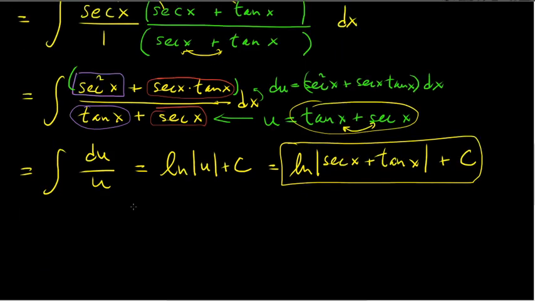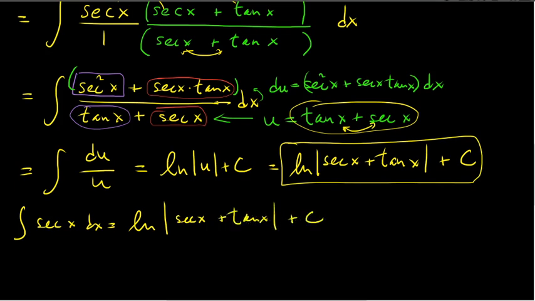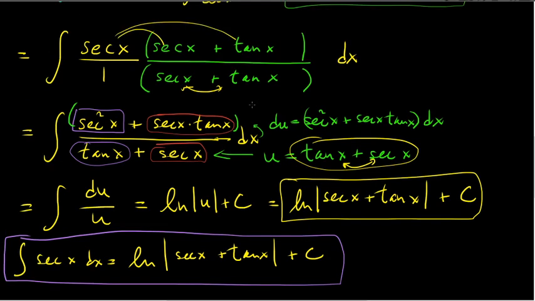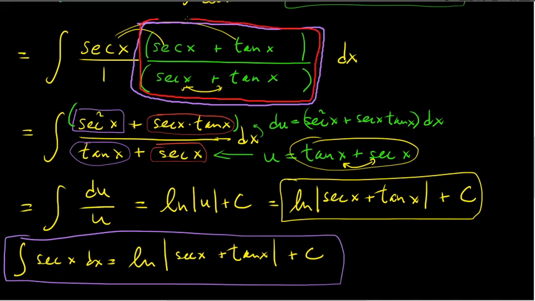So there's our answer, right? The integral of secant of x dx is the natural log of the absolute value of secant of x plus tangent of x plus c. Again, this is one you probably should try to memorize, only because look at how complicated this was. Are you seriously going to think, oh yeah, just multiply by secant plus tangent over secant plus tangent? So I don't know who came up with this crazy factor here. But it works, right?